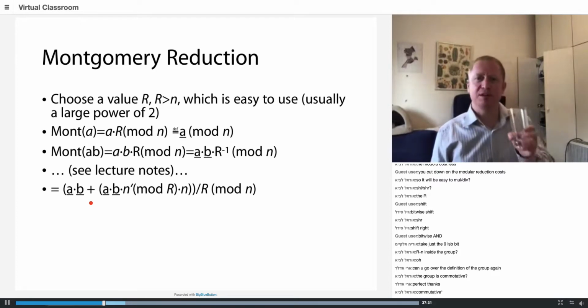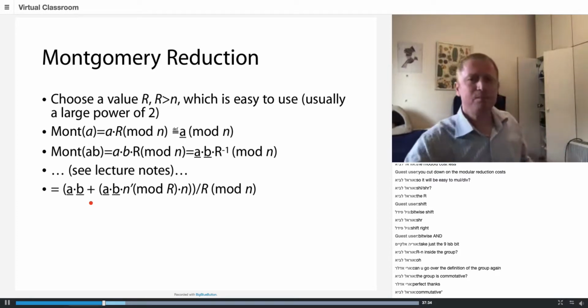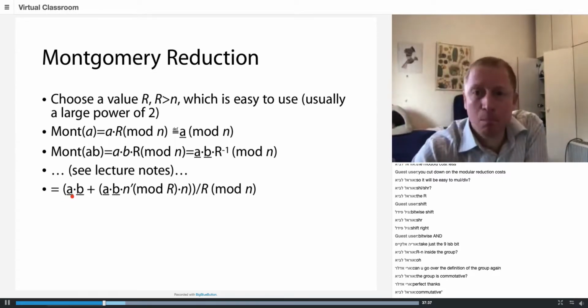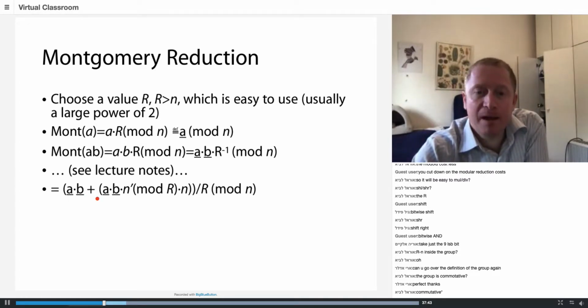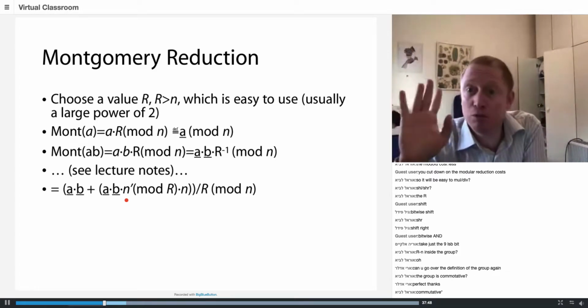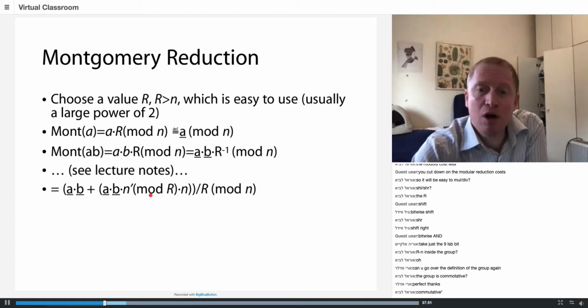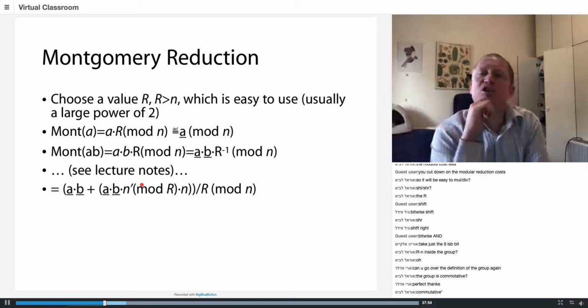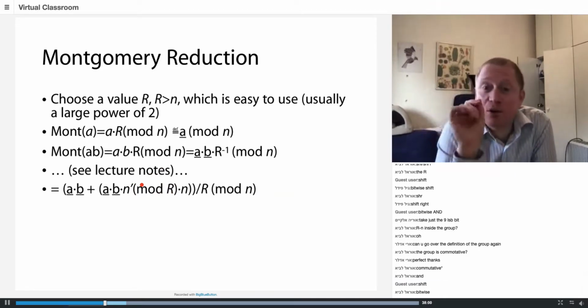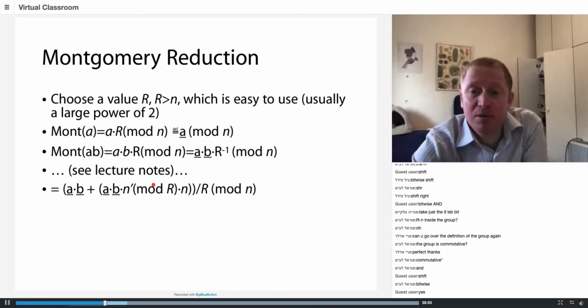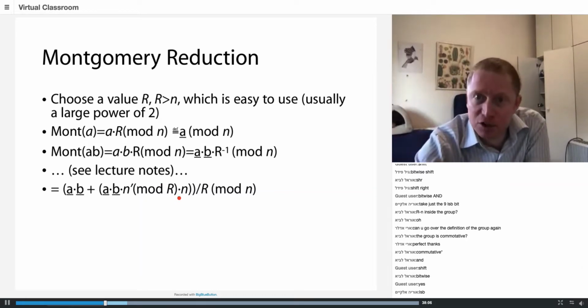But let's look at this number once again. A times B: multiplication over the integers. So far, so good. A times B times n, again multiplication over the integers. Pretty cheap. Modulo R. How do I do modulo R? Do you remember? That's just an AND. So modulo R is very, very cheap. Again, multiplied by n. This is another multiplication over the integers. And I take all this magical stuff and divide it by R.